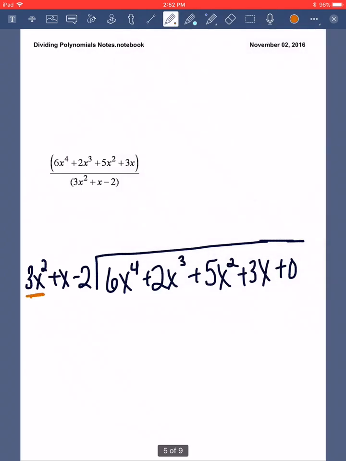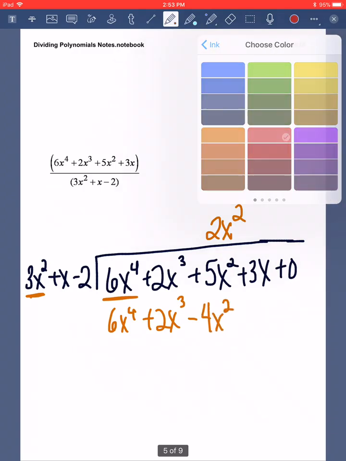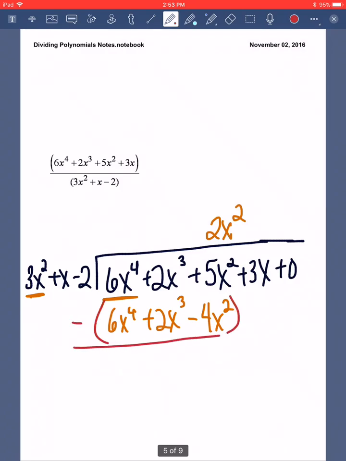Okay, so to get started, 3x squared times what gives me 6x to the 4th? And that's 2x squared. Now I need to multiply out. So 2x squared times 3x squared is 6x to the 4th. 2x squared times x is 2x cubed. And 2x squared times negative 2 is negative 4x squared. And I'm subtracting that entire line. So 6x to the 4th minus 6x to the 4th is 0. 2x cubed minus 2x cubed is 0. 5x squared minus negative 4x squared is actually 9x squared.